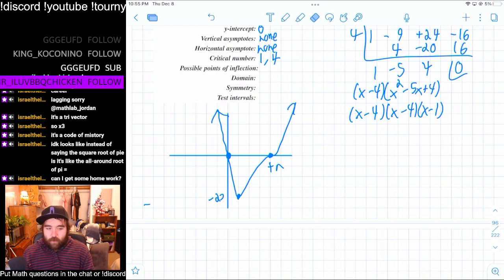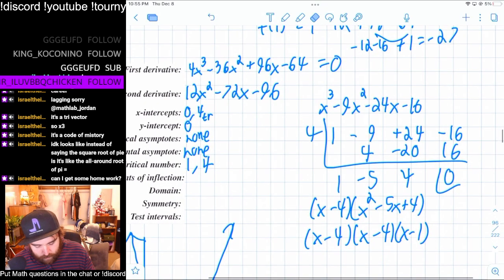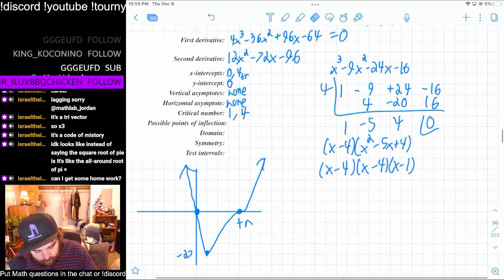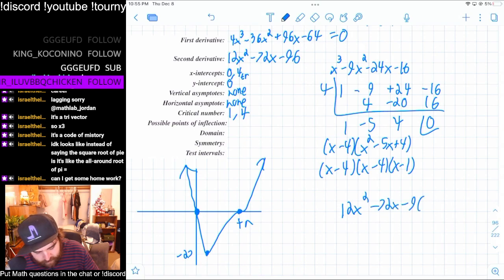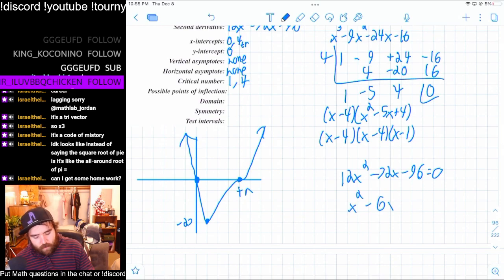But we definitely find the point of inflection by setting the second derivative equal to 0. So let's go ahead and do that. We'll go 12x squared minus 72x plus 96 equals 0. And again, we can divide everything by 12, so that's not that bad. 72 divided by 12 is 6. 96 divided by 12 is 8, right? Yeah. Equals 0. And so we factor that.